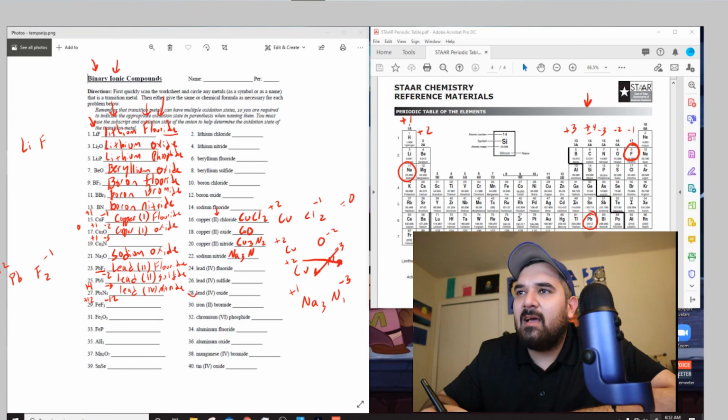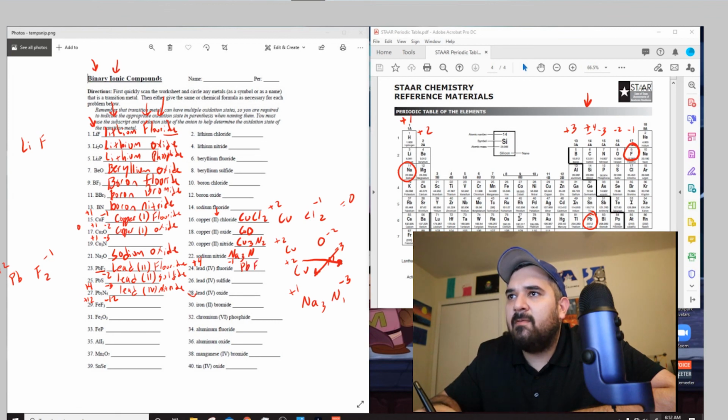So next one we have is lead 4 fluoride, which means our lead has a charge of +4, and fluorine we know has a charge of -1. So how many fluorines do we need to attach to this lead? It's going to be 4. So it's going to be Pb and then F4.